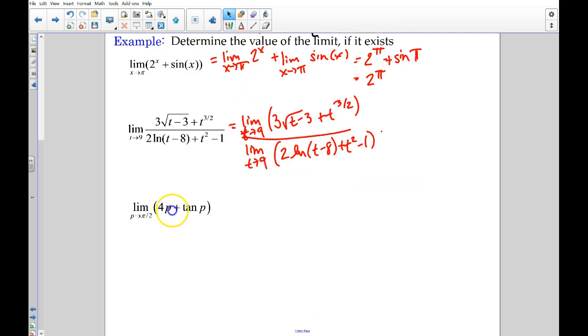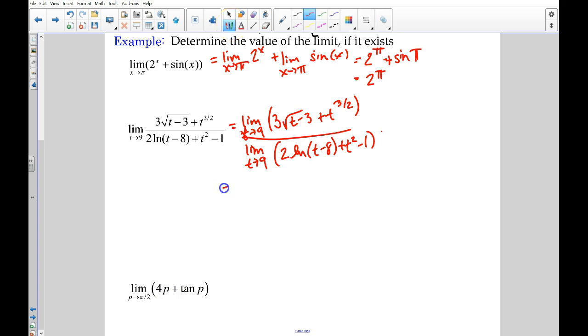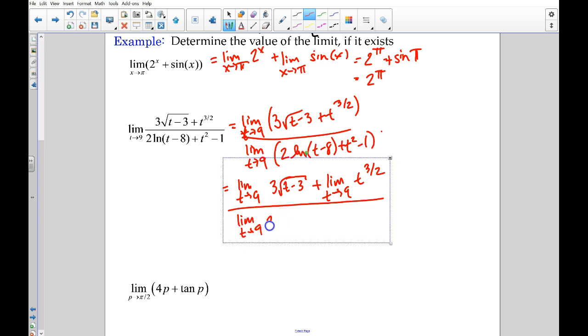Notationally, I'm going to have to move this other example down here. So this is going to equal the limit as t approaches 9, and yes, I do need all this notation, of 3 root t minus 3, plus the limit as t approaches 9 of t to the 3 halves, all over the limit as t approaches 9 of 2 natural log of t minus 8, plus the limit as t approaches 9 of t squared, minus the limit as t approaches 9 of 1.